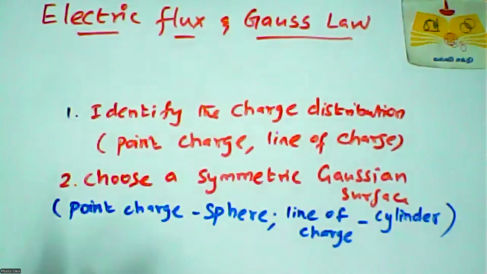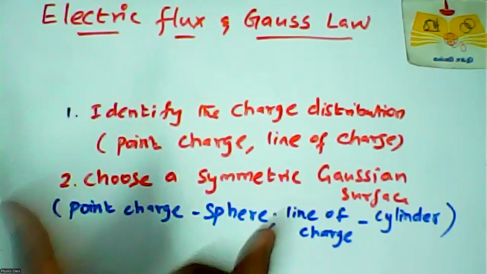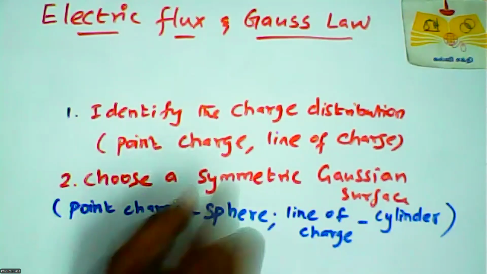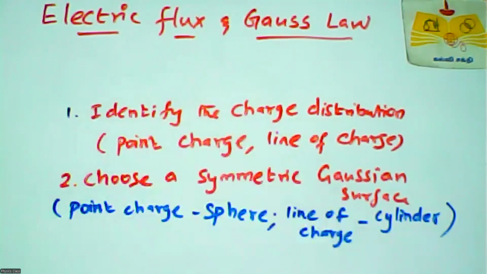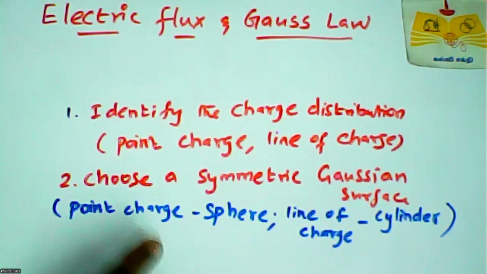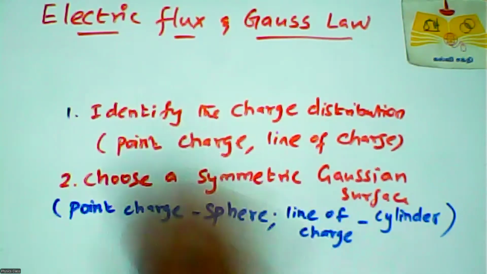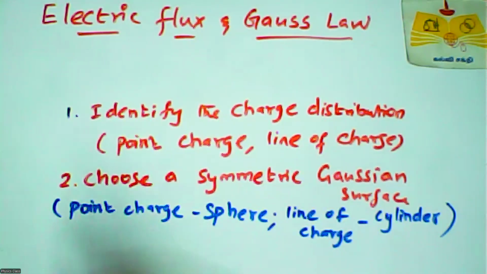So this is a very exact, very ideal surface for each type of charge distribution. For a point charge, you can select a cylinder or cube, but they are low symmetric Gaussian surfaces. For a highly symmetric, exact ideal type, for a point charge, use a sphere. For a line charge, a cylinder. You can exchange that surface, but it provides a low symmetric Gaussian surface.